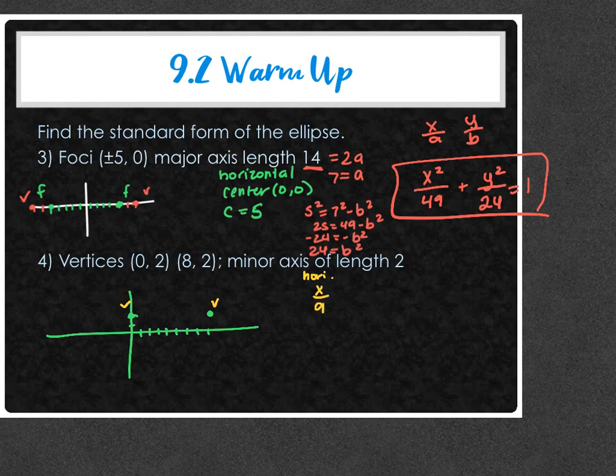Now I've got to find my center. So I'm going to find the midpoint of these vertices. 0 plus 8 over 2, or 2 plus 2 over 2: 8 over 2 is 4, and 4 over 2 is 2. You could have also counted and found the middle, which would be (4, 2). There's my center. And the distance between that and the vertex is 4, which means a is 4.